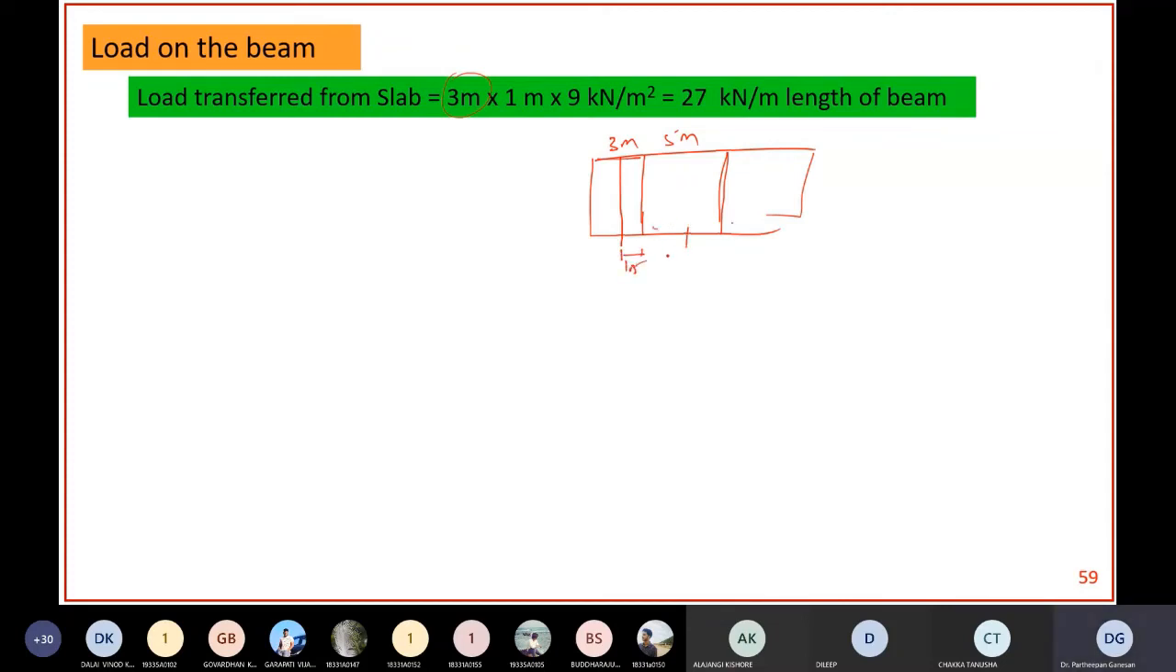Half of 5 is 2.5. So together 1.5 plus 2.5 will become 4. Or you average it: 5 plus 3 divided by 2 will be 4. This is in case the center to center distance is not uniform.